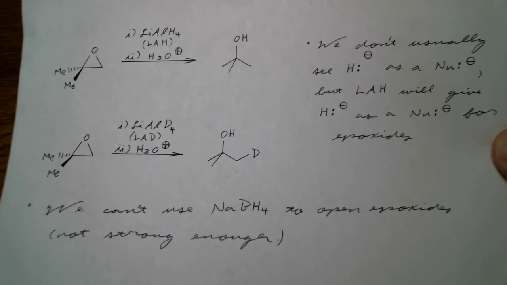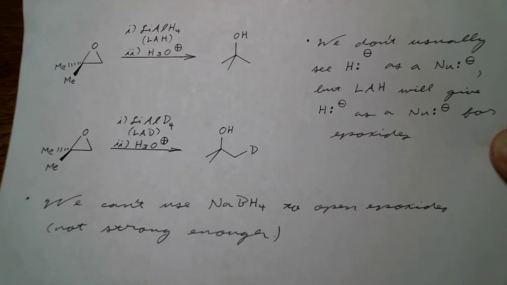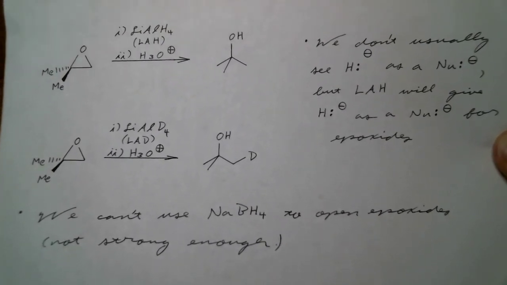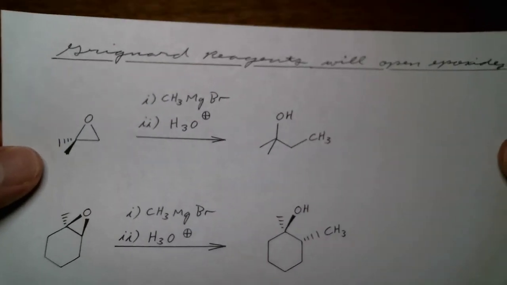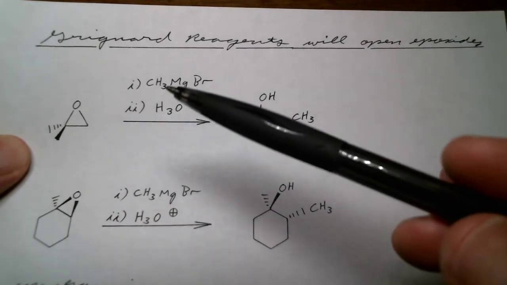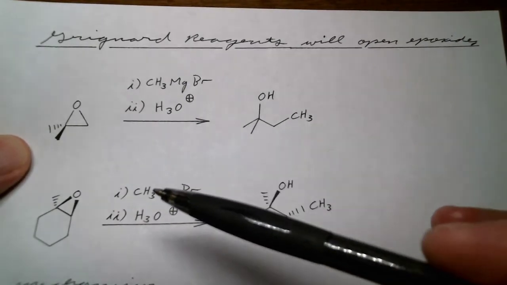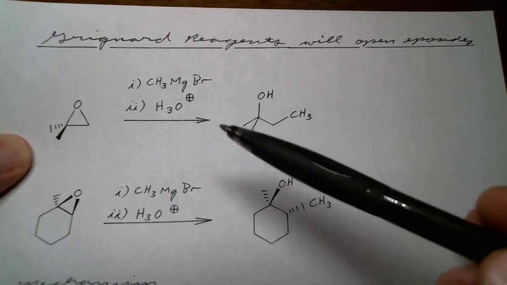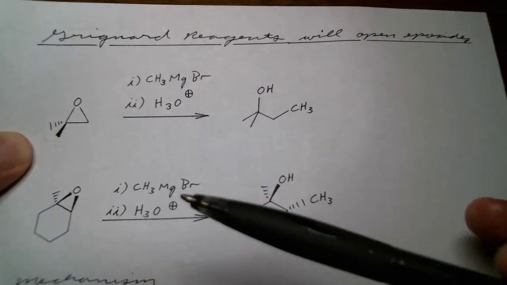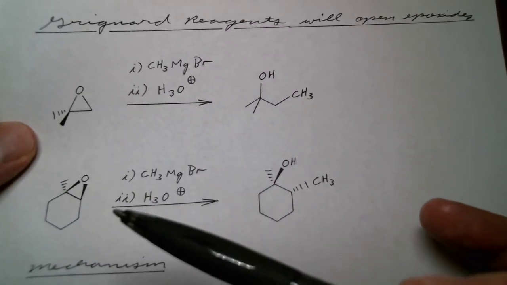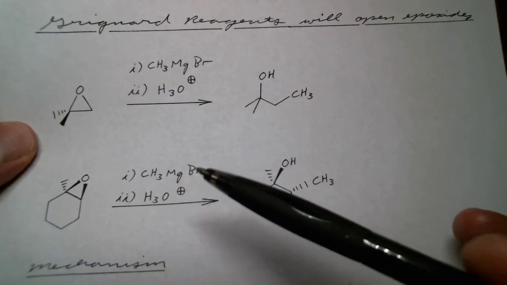So if we can add in hydrides as nucleophiles, could we open epoxides with Grignards? And of course, if I'm asking, the answer is probably yes. So Grignard reagents will open epoxides. Here we have our asymmetric epoxide. Of course, our methyl magnesium Grignard adds the methyl to the least hindered side, and after aqueous acidic workup, we get this tertiary alcohol.